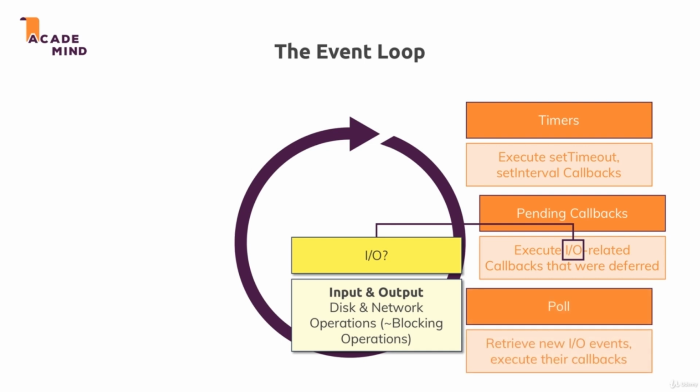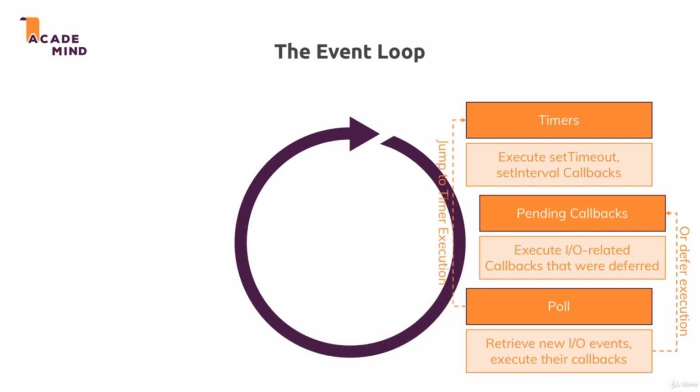The poll phase is basically a phase where Node.js will look for new I/O events and basically do its best to execute their callbacks immediately if possible. Now, if that is not possible, it will defer the execution and basically register this as a pending callback. So this is how that works. Important, it also will check if there are any timer callbacks due to be executed, and if that is the case, it will jump to that timer phase and execute them right away, so it can actually jump back there and not finish the iteration.